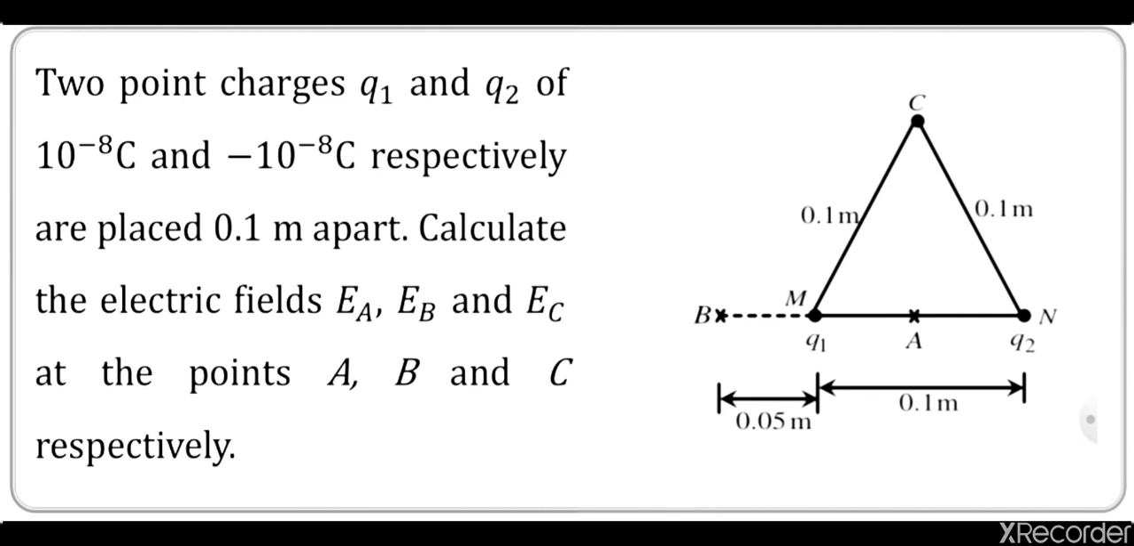As we know that the electric field obeys the inverse square law. That means the electric field is inversely proportional to the distance. As the distance increases, the electric field decreases. So for the Q2 charge, the distance is more. It is like 0.1 plus 0.05. So it takes a lesser value compared to the Q1 electric field.